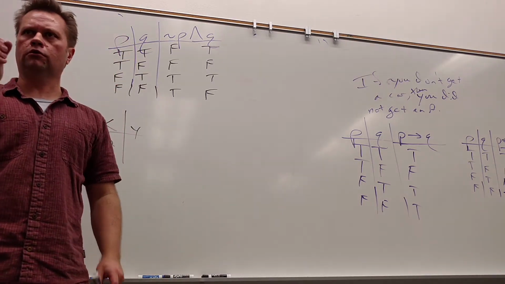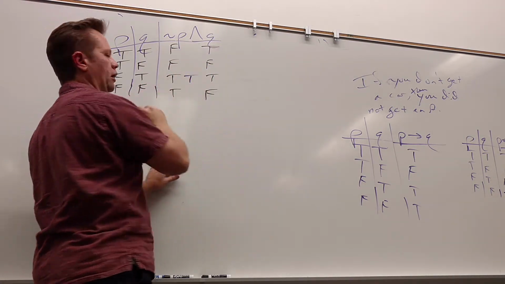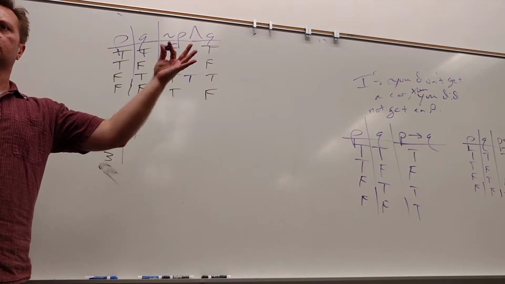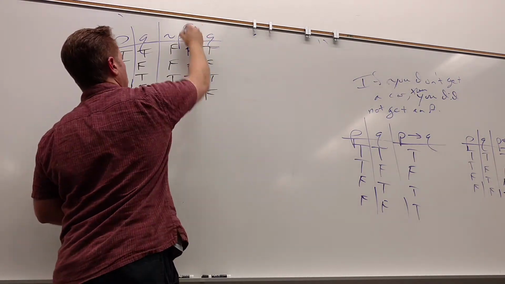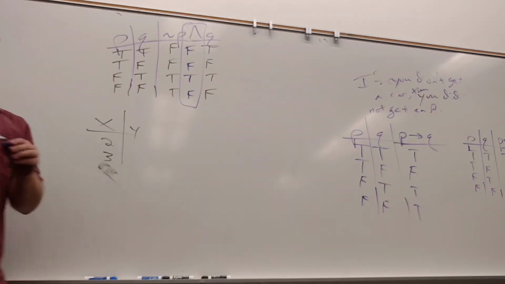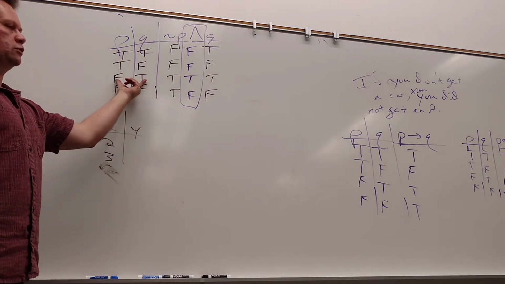So and is only true when they're both true. So look through and find where they're both true. Here, they're both true. That's the only place. So everywhere else must be false. So that would be the answer. You've analyzed the statement. You know exactly when the statement is true and when it's false. It's only true if these were the inputs.